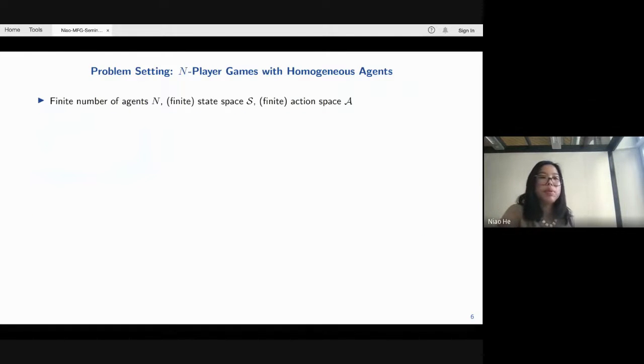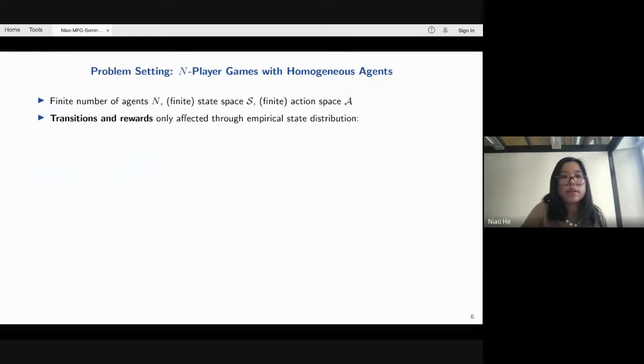And let me be more specific about the problem setting that we're looking at here. We're interested in M-player games with homogeneous agents, and we're going to consider finite state and action spaces, S and A. And as I said, the transitions and rewards in these games are only going to depend on the state distribution and also the actions that each individual agent takes.